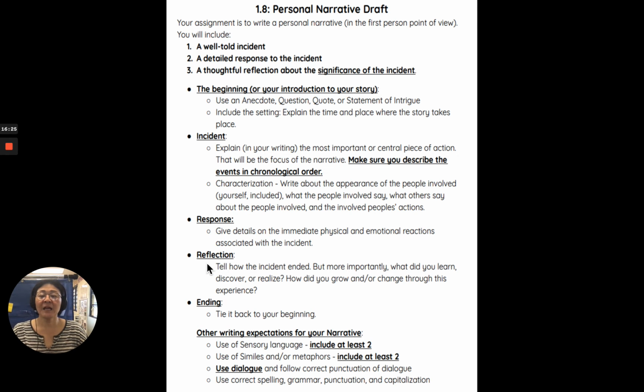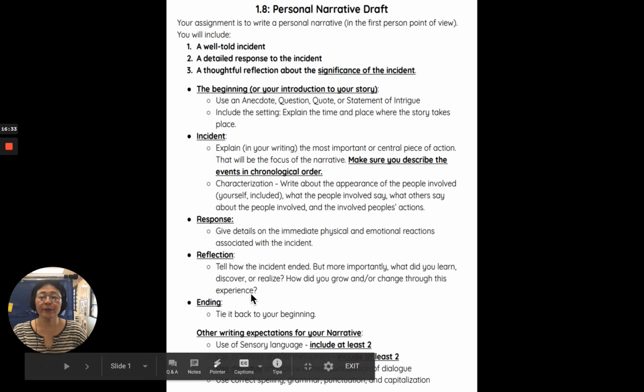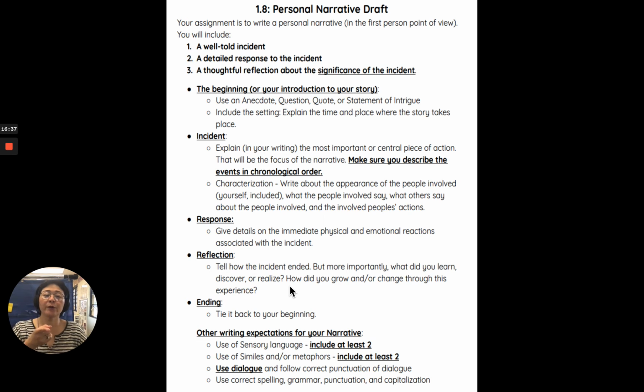Okay? Next will be the reflection. You will tell how the incident ended, but more importantly, what did you learn or discover or realize? How did you grow and or change through this experience? If you did not grow, if you did not change, if it wasn't that important, then you shouldn't be writing about it. You write about something that is important, that changed you. Okay, that's the whole point.